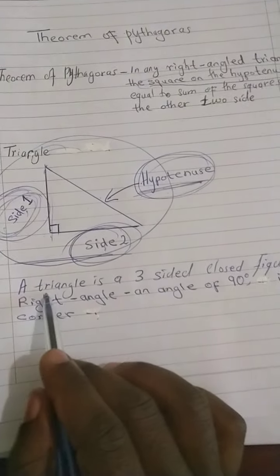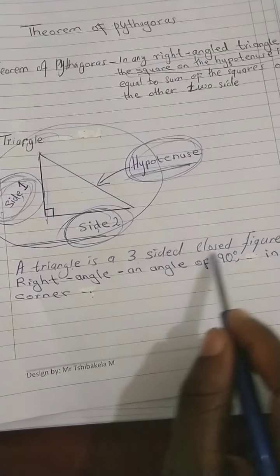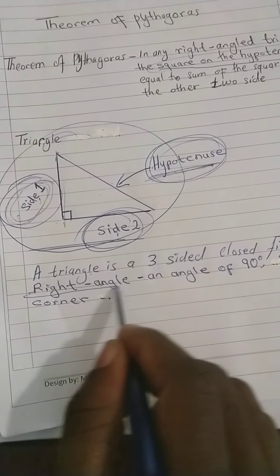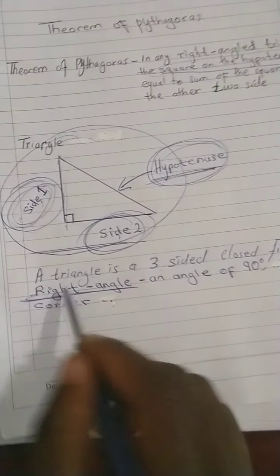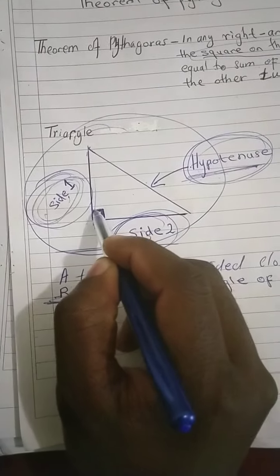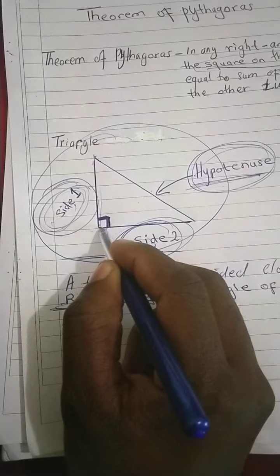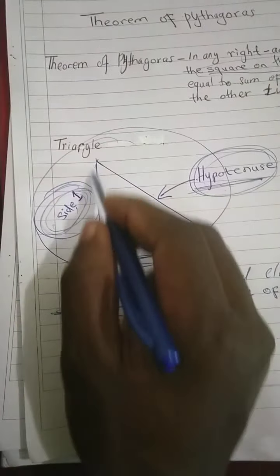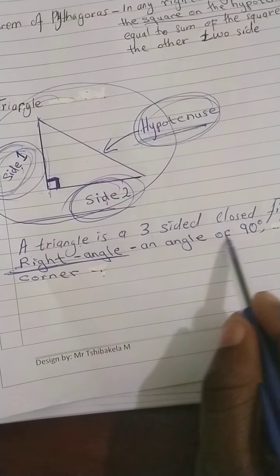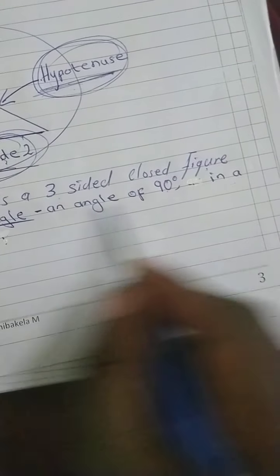So what is a triangle? Before we go any further, a triangle is a three-sided closed figure. Now we do have what is known as a right angle. So what is a right angle? If you look at this corner here, this closed corner, which is like a square, this shows that this is a right angle triangle. So a right angle is 90 degrees, an angle of 90 degrees in a corner.